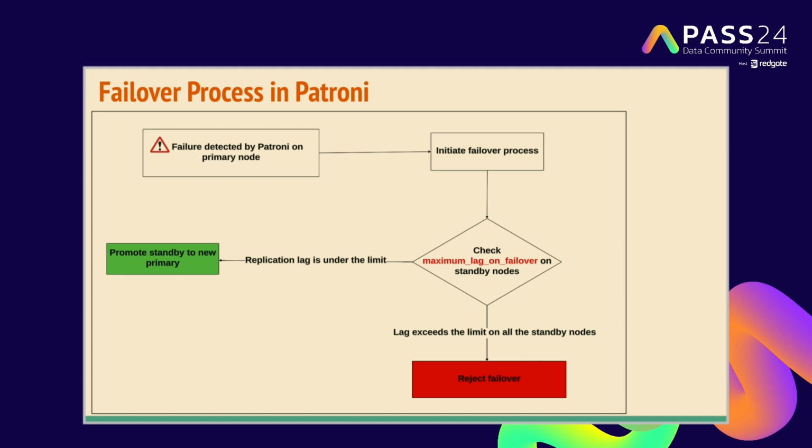So when a failure is detected by Patroni on the primary node, it'll initiate the failover process. But it won't fail over to a node that's not in a healthy state. It has to pick a node that has up-to-date data with the leader and is not in a degraded state. So it does some checks on its end, and one of the checks is the maximum lag on failover on standby nodes. So if this lag is under the limit on any of the standby nodes, then it will promote that node to the new primary. But if the lag exceeds the limit on all of the standby nodes, then it will reject the failover.